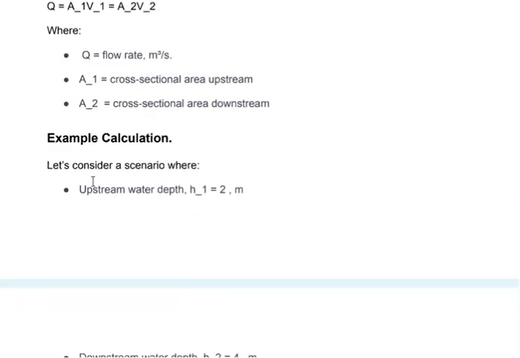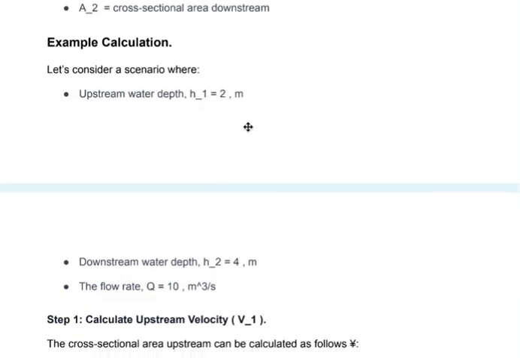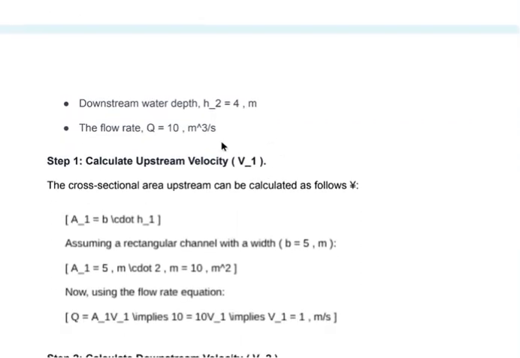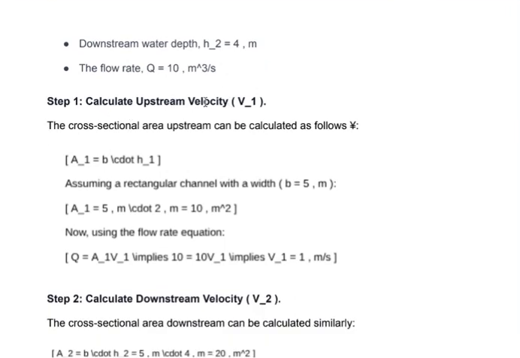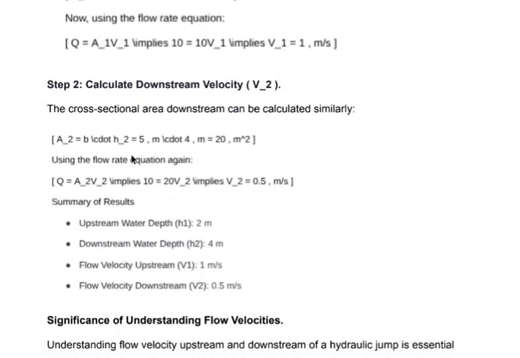Example calculation. Let's consider a scenario where upstream water depth, H1, is equal to 2 m. Downstream water depth, H2, is equal to 4 m. The flow rate, Q, equals 10 m³/s. Step 1. Calculate upstream velocity. The cross-sectional area upstream can be calculated as follows. Step 2. Calculate downstream velocity. The cross-sectional area downstream can be calculated similarly.